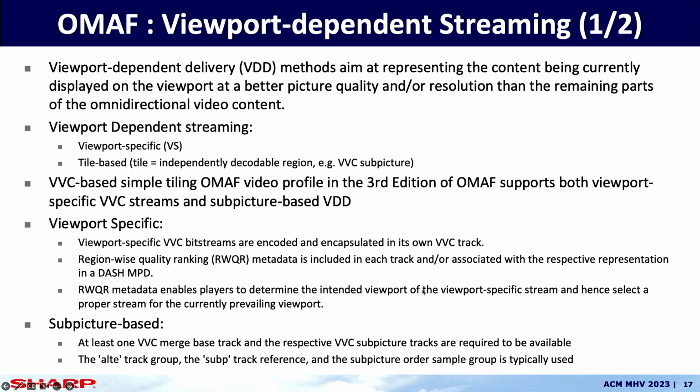Viewport specific relates to VVC bitstreams that are encoded and encapsulated in their own VVC track, and then you can create several different ones of those, where each may be targeted to a certain viewport. Depending on your content, you can typically know where the users look and create streams that are catered towards it. And there is something called RWQR, region-wise quality ranking metadata, that OMAF describes, which can be included in the DASH MPD, and then the client can see that and decide, okay, what's my viewport, so which stream should I request? And then it just gets one VVC track.